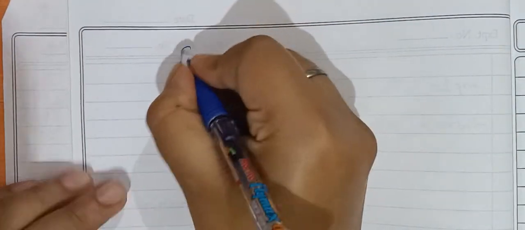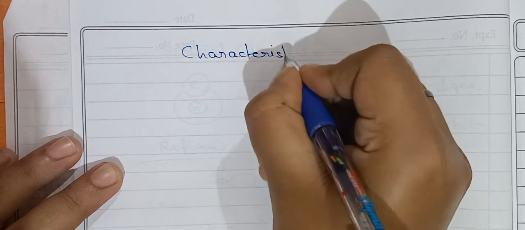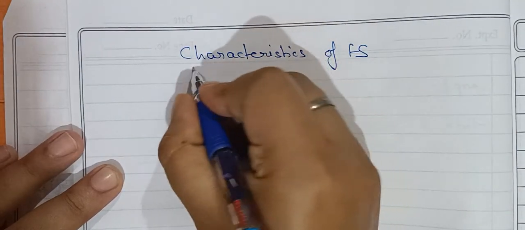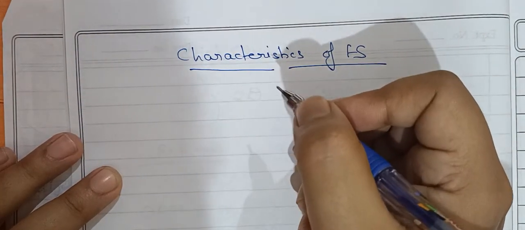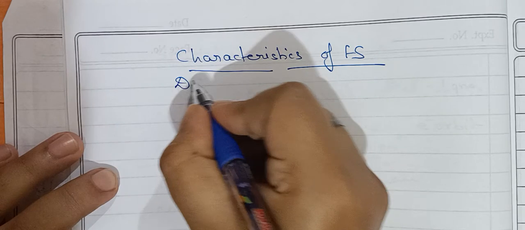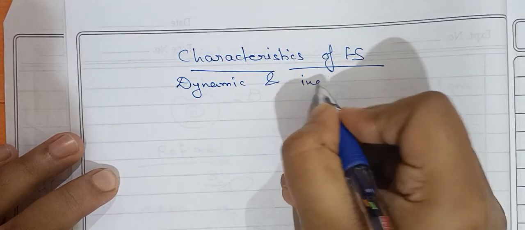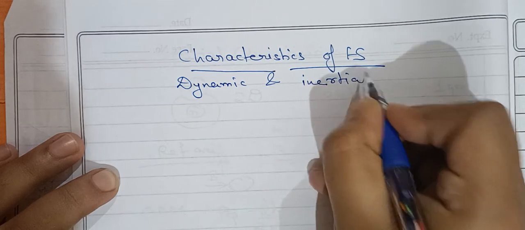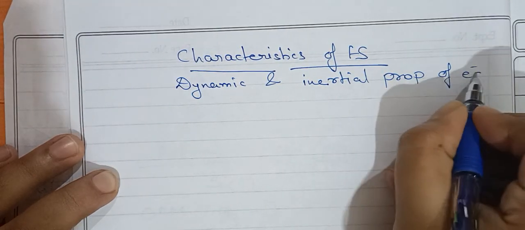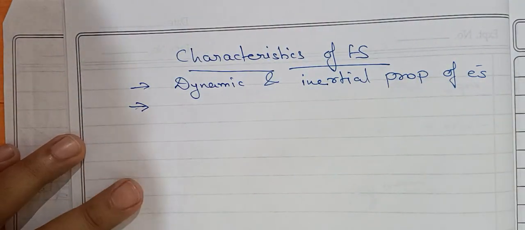Today we are going to discuss characteristics of Fermi surface. So, the Fermi surface, what does it represent? Actually, it represents the dynamic and inertial properties of conduction electrons. Okay, it can easily tell us about the electrons.